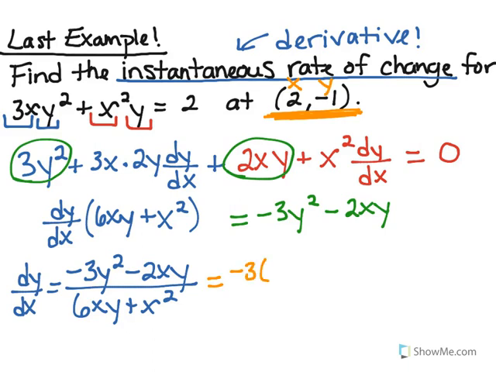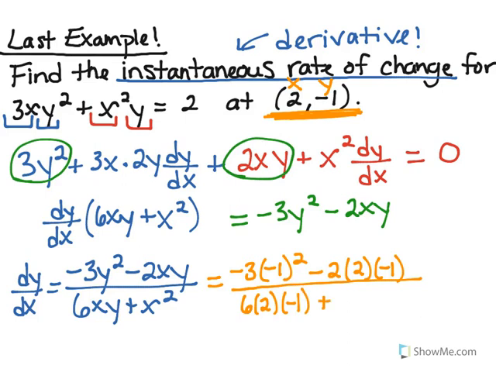So I'm going to have negative 3 times negative 1 squared, which is really just negative 3, minus 2 times negative 1, negative 2xy, which is really just plus 4, all over 6 times 2 times negative 1 plus 2 squared. If you do all of that out, you're going to get a final answer of negative 1/8. And that is our instantaneous rate of change, or the slope of our tangent line at that point. If I wanted to write the equation of the line, I would use point-slope form using m equals negative 1/8 and x and y are 2, negative 1.